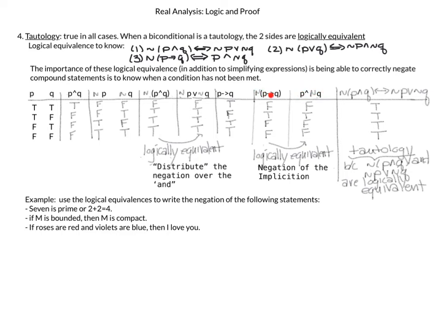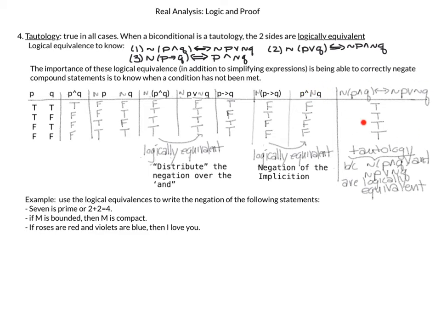Again, how do you negate an implication? Well, the implication is always true except when P is true and Q is false. So when P is true and Q is false.